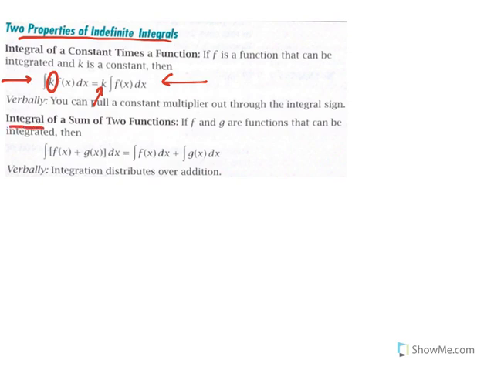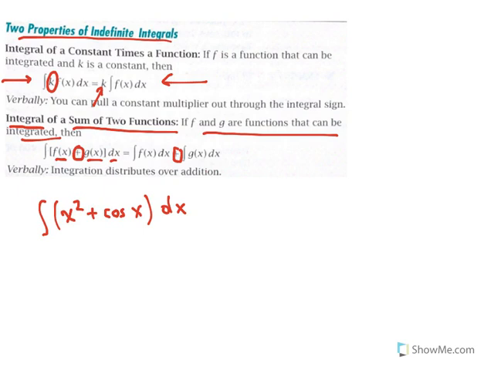You also have a second property here, integral of a sum of two functions. If f and g are functions that can be integrated, then the indefinite integral of a sum of two functions that can be integrated with respect to x can be rewritten as a sum of two indefinite integrals.